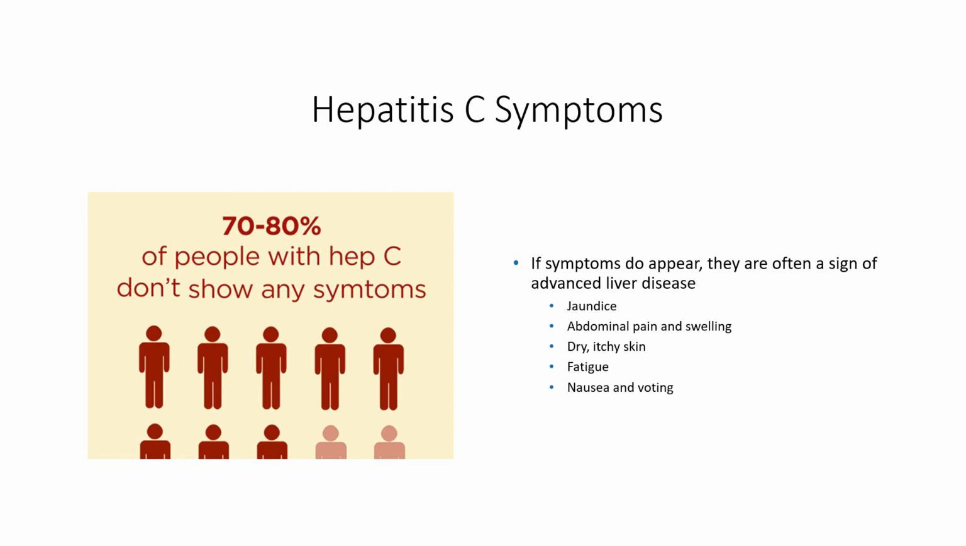So, symptoms of hepatitis C are a little tricky as 70 to 80% of individuals infected with hepatitis C actually do not show any symptoms at all. If symptoms do appear, though, they are often a sign of advanced liver disease. So, some signs and symptoms of advanced liver disease include, but are not limited to, jaundice, abdominal pain and swelling, dry, itchy skin, fatigue, nausea and vomiting, and more.